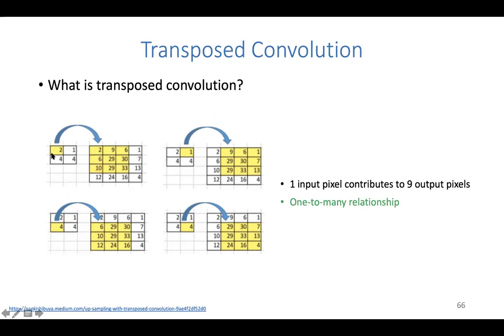So at least this guy, when multiplied by a 3x3 kernel, has an exclusive influence on this part, and this part has a unique influence on this part, and this part has a unique influence on this part. This input pixel has a unique influence on this output pixel. But all the other parts are summed up with the other influences from the other pixels. But still, you can think of this as a one-to-many relationship. All right, moving on.